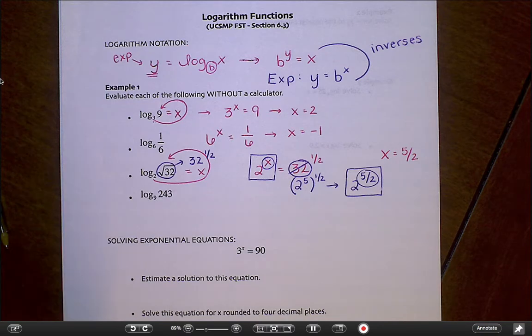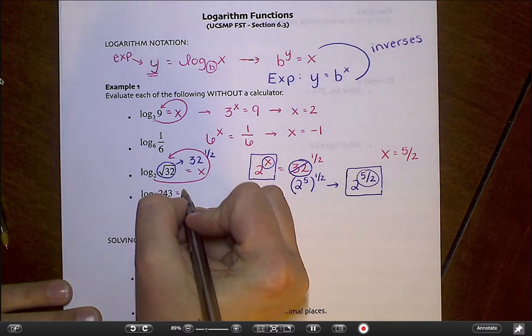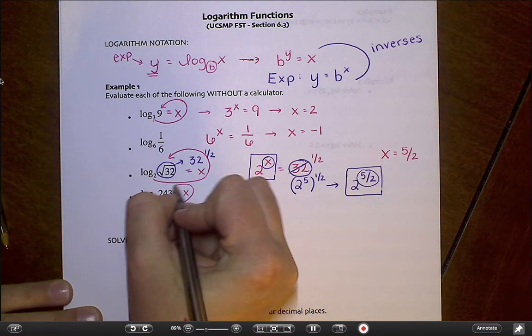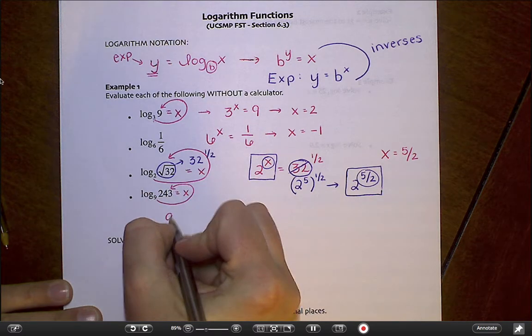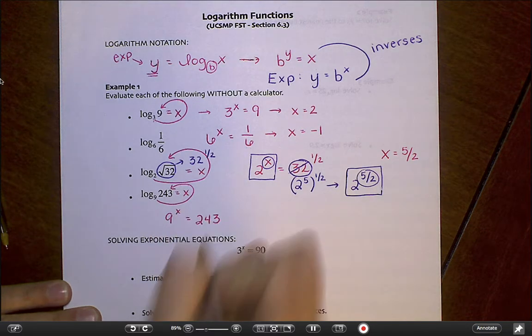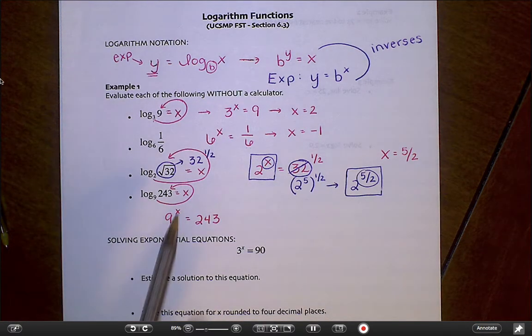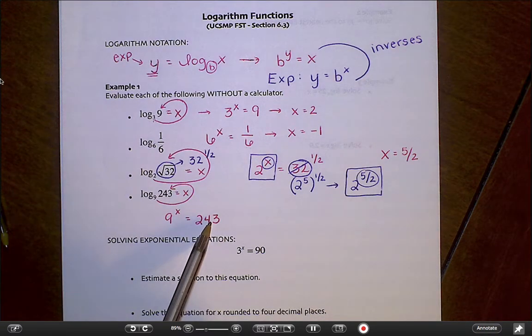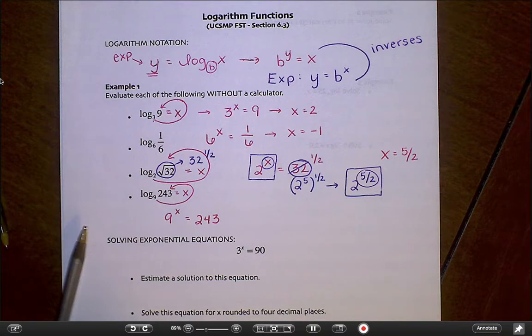Log base 9 of 243. Okay, so again, if this were equal to x and I circled around, I would end up with 9 to what power makes 243? So here's the problem. Okay, we know 9 to the first, that's just 9. 9 to the second is 81. You might not know 9 to the third off the top of your head, but if you typed it into your calculator, you would find that 9 to the third is bigger than 243. Okay, so it's got to be somewhere in between 2 and 3.